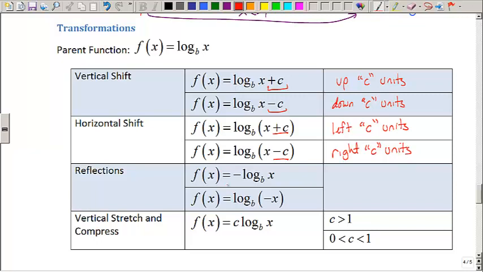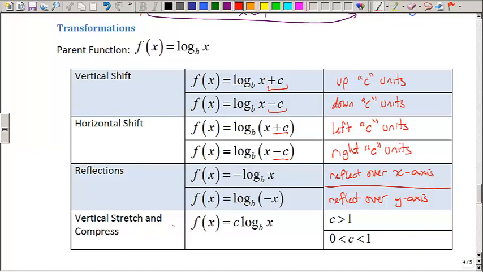For the reflections, if we have a negative in front of the entire function, log base b of x, that reflects over the x-axis. And if we have a negative inside with the argument, that's the negative on the x. That's also a reflection, but this time we're reflecting over the y-axis. Again, this was a new property that we learned in exponentials. We didn't cover that earlier in the semester.